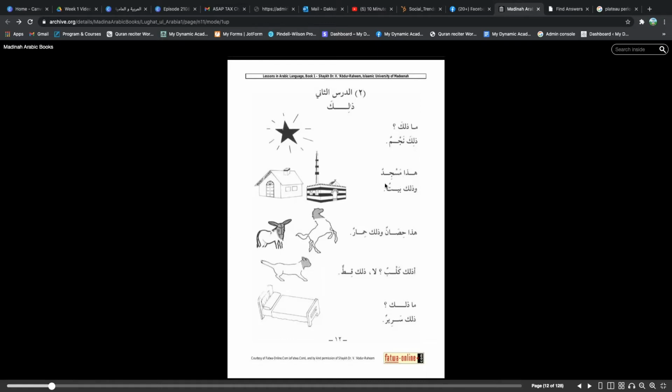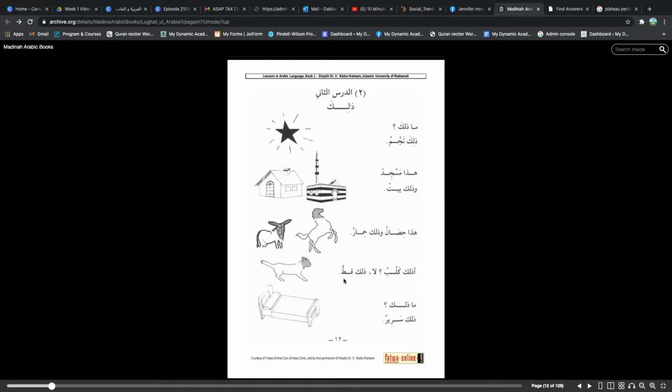Hada masjidun. This is a masjid. Wa dhalika baytun. And that is a house. Hada hisanun. Wa dhalika himarun. So this is a horse and that is a donkey. And you notice that hada tends to be used for things that are close to you. Even in English, if somebody's right in front of you, you say, who's this? When it's something that's distant, then we tend to use that, who is that? Somebody on the other side of the room.